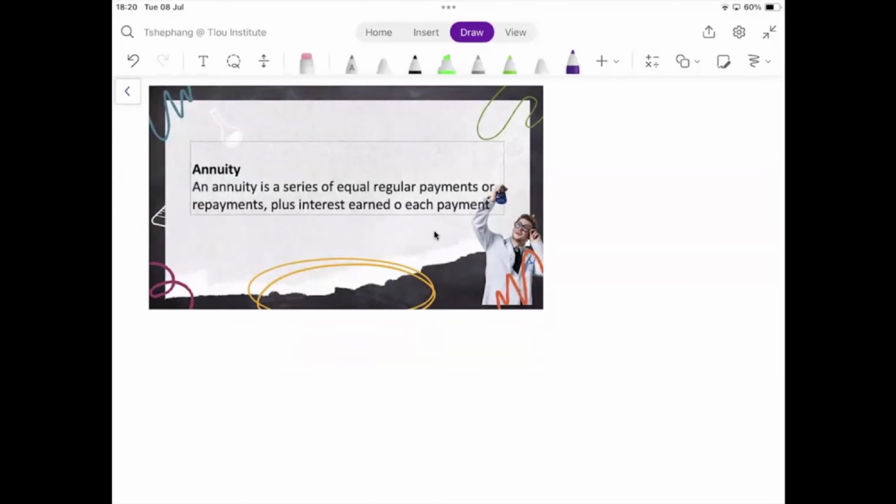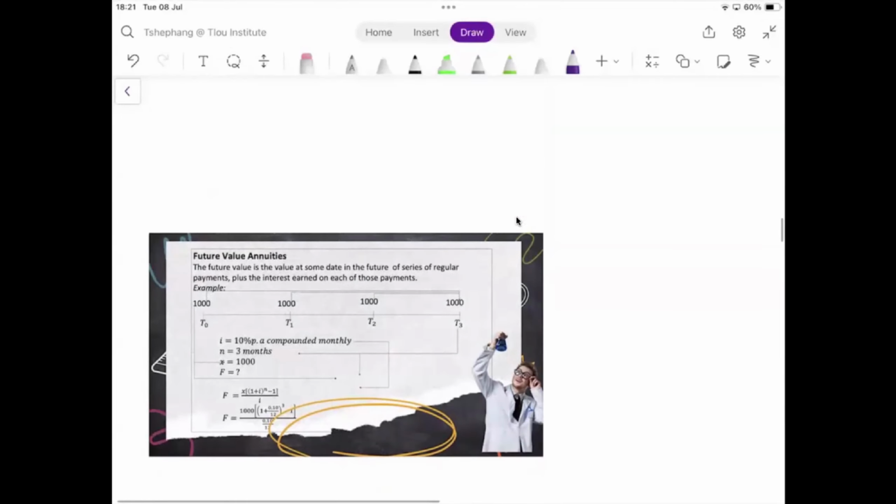Annuities, right? This is what they will test you primarily in matric, right? What is an annuity? An annuity is a series of regular equal payments or repayments plus interest earned on each payment. Okay, that's just a typo. It's meant to be on each payment. Once you start having multiple payments that are equal, now we're talking about annuities. Okay, we're all clear on what an annuity is, right?